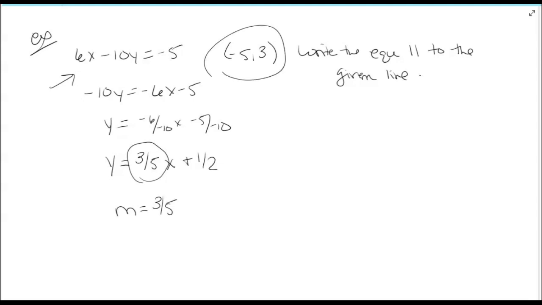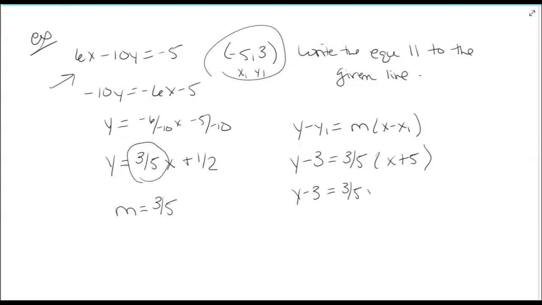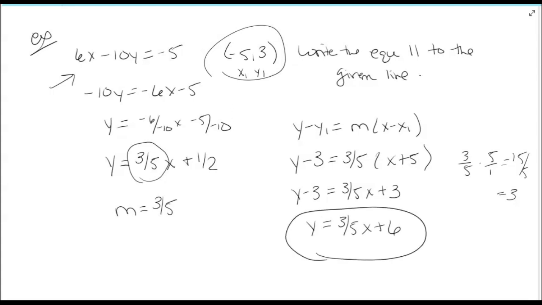Now they also give us a point. So now that we have a point and a slope, we can use the point slope form equation and write our new equation. So y minus y1, which is 3, equals the slope, which is 3/5, times x minus a -5, which gives me a +5. All right, now we got to do a little algebra here to distribute this. Now, 3/5 times 5, you guys probably don't remember, this is 15 over 5, which reduces to 3. All right, now we're going to add 3 to both sides and get 6. All right, so that is the equation that is parallel to this given line through this point.